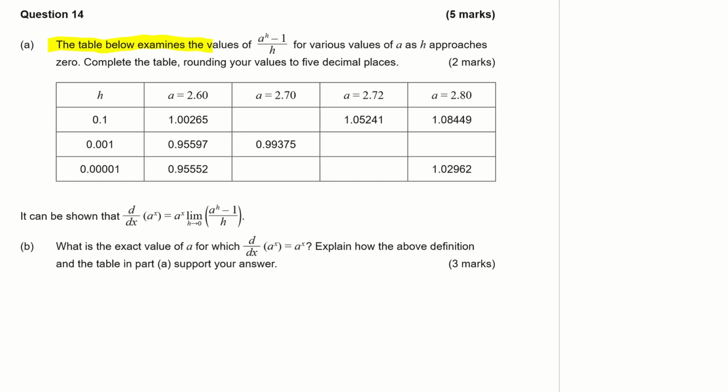The table below examines the values of a^h - 1 divided by h for various values of a as h approaches 0. Complete the table, rounding your values to 5 decimal places.